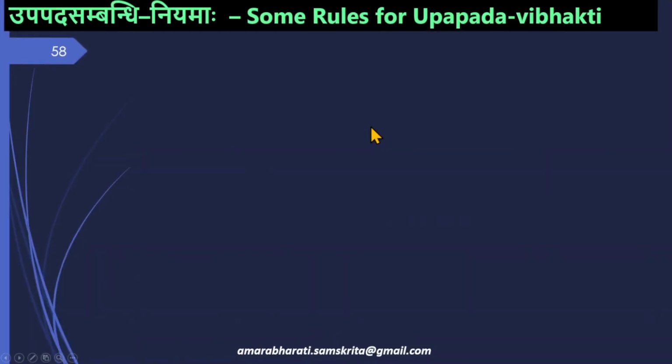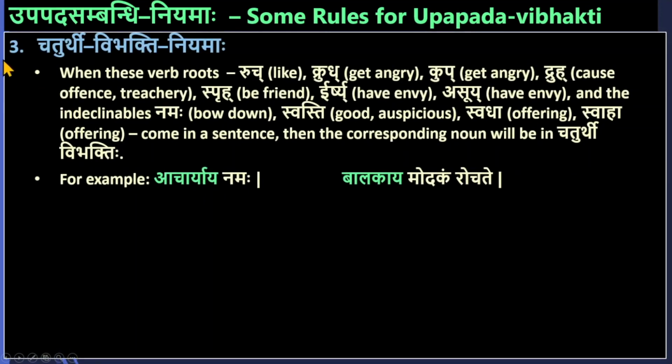Next one, further, chaturthi vibhakti niyamaha. When these verb roots ruch, krudh, kup, druh, sprh, ish, asui and the indeclinables namaha, swasti, swadha, swaha come in a sentence, then the corresponding noun will be in chaturthi vibhakti. For example, acharyaya namaha. Acharyaya is chaturthi because namaha comes. Balakaya modakam rochate. Ruch dhatu. The boy likes modaks. So balakaya is in chaturthi.